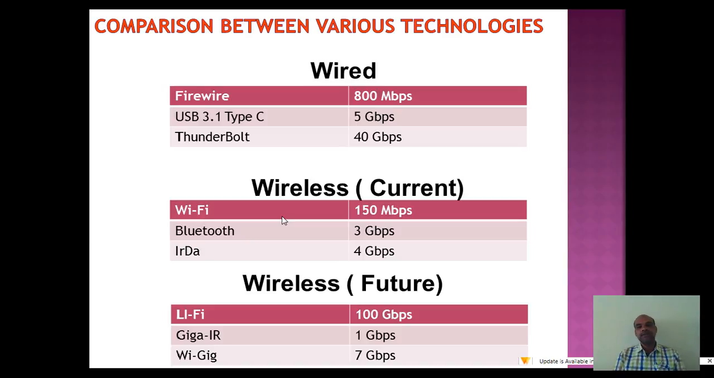If we consider the current wireless technologies, we are using Wi-Fi, which can transmit at a maximum speed of 150 Mbps. Another technology is Bluetooth, which in general is a short range wireless communication technology that can transmit within a range of 10 meters.